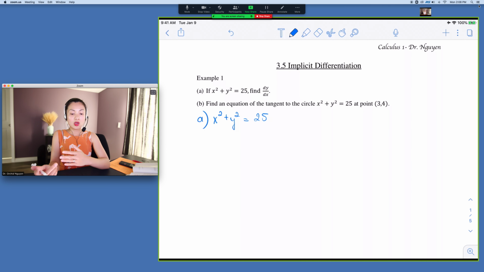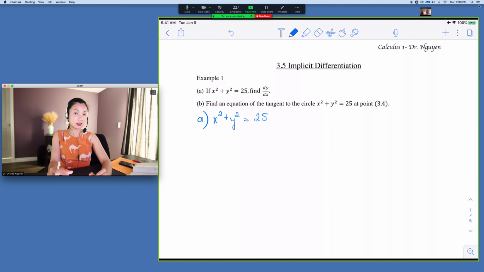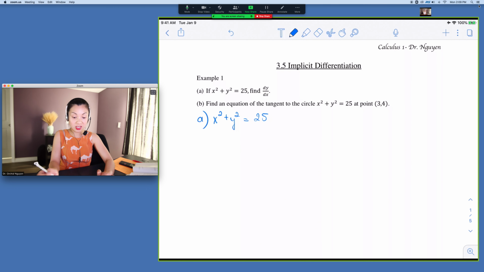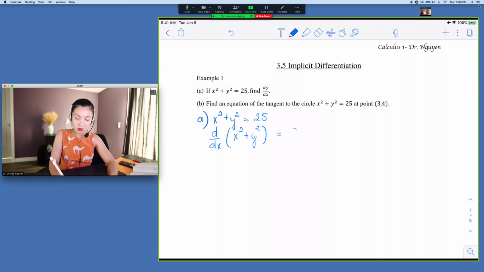By the way, before this section, if you wanted to differentiate this particular equation, you would have to solve for y and then differentiate with respect to x. But this time, we're just going to do it implicitly. First, we take the derivative on both sides: d over dx of x squared plus y squared equals d over dx of 25.